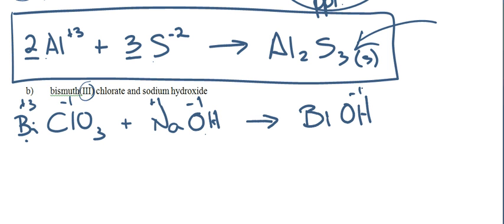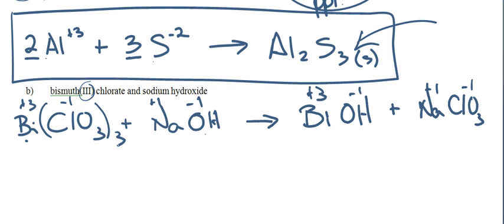And hydroxide is still -1. Bismuth is +3. And sodium with the chlorate, +1, -1. Okay. Looks like we need to put a parentheses here for the 3. And everybody else looks balanced.